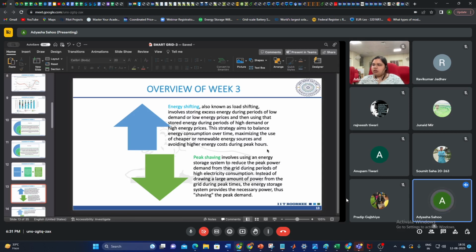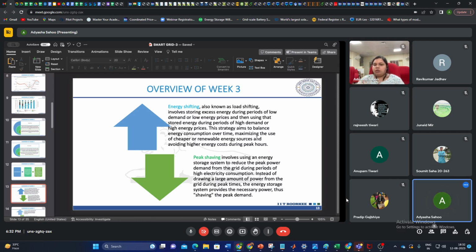We discussed energy shifting here, no? Energy shifting will charge the batteries or store the energy when the prices of energy are low, and it will discharge the batteries when the prices are high. In that way it can earn revenue. So with energy shifting, what is happening is that it will optimize the energy that has to be used over a time slot.